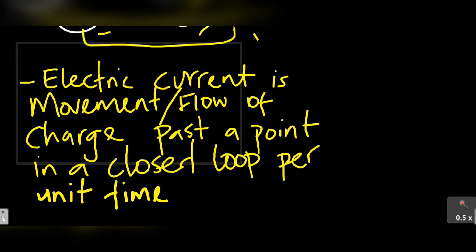So like I'm saying here, electric current is the movement or flow of charge past a given point in a closed loop. Because the circuit that we have on top here is a closed loop, and we've also applied a battery, which is a source of EMF, a source of force to this charge, we're going to have an electric current in this closed loop.